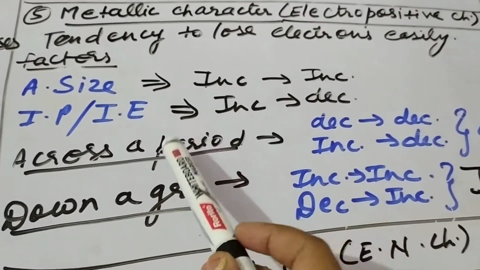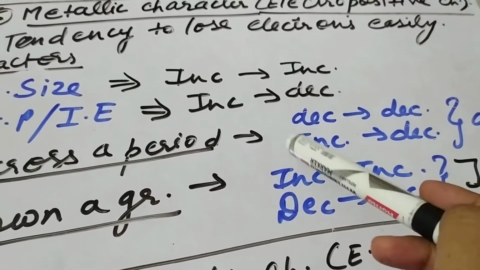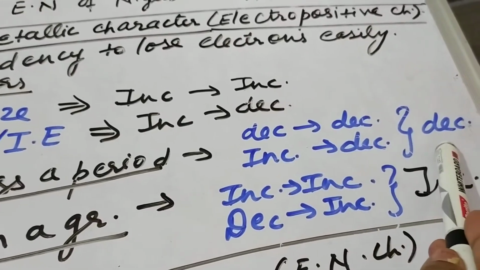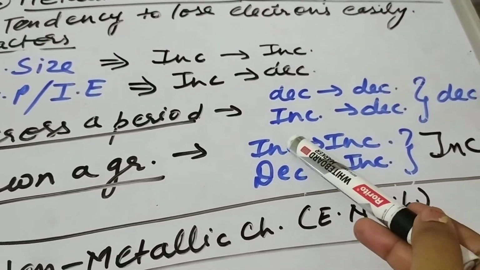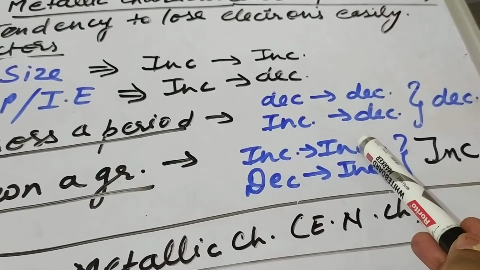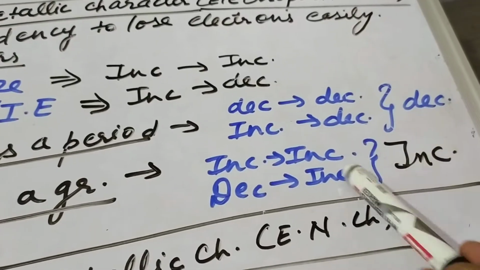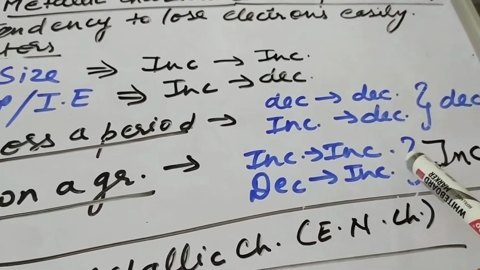So across a period we'll check both the factors. Atomic size decreases, so metallic character should decrease, and IP increases, so again it should decrease. So overall metallic character decreases across a period. Down a group, atomic size increases, so metallic character should increase, and IP decreases, so again it should increase. So overall there will be an increase in metallic character down a group. It will easily lose the electron.